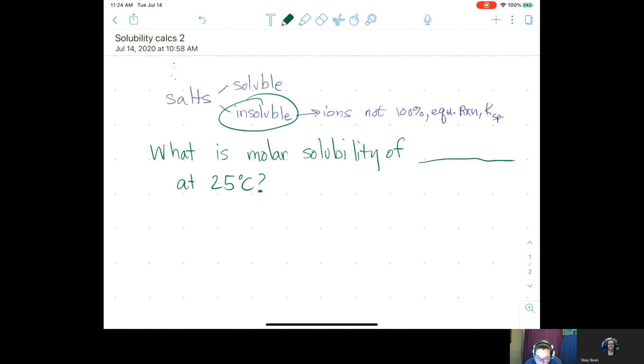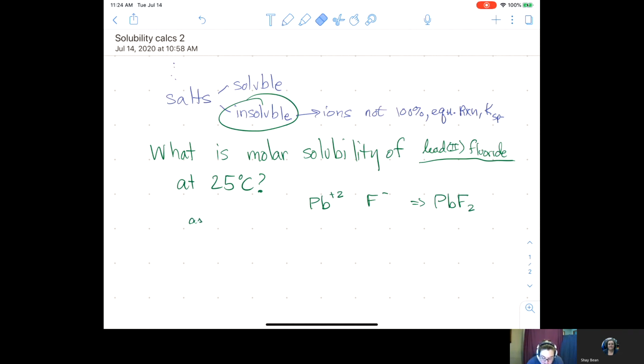So for example, what if I want to know what the molar solubility of lead 2 fluoride is at 25 degrees Celsius? Again, you're going to get a lot of practice with nomenclature. The lead 2 fluoride is the lead plus 2 and the F minus. You're going to need to be able to make that formula. It's PbF2.